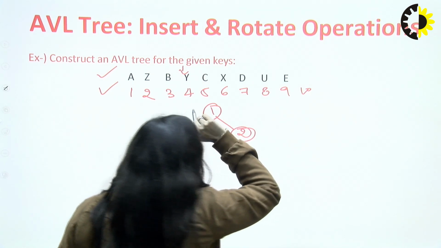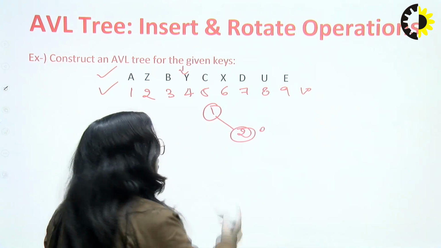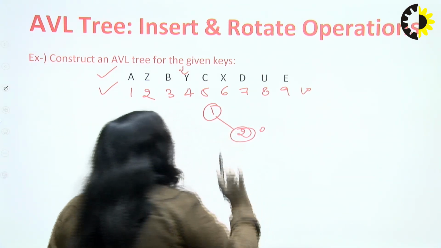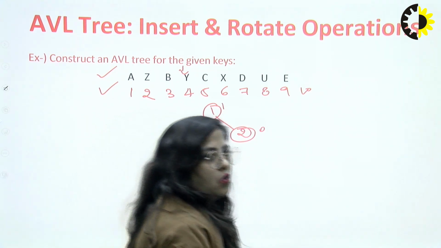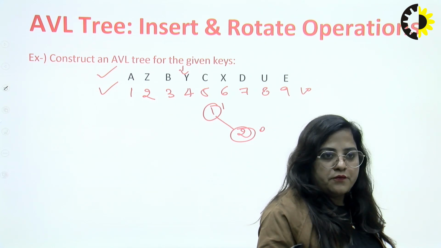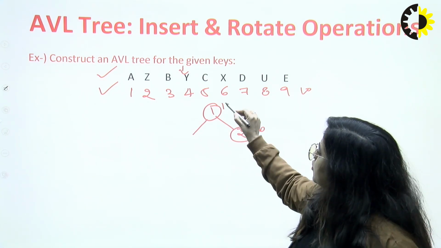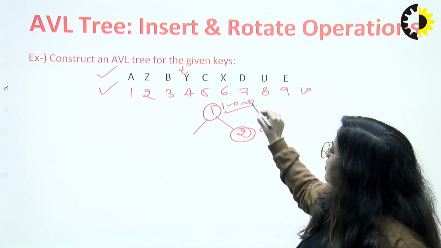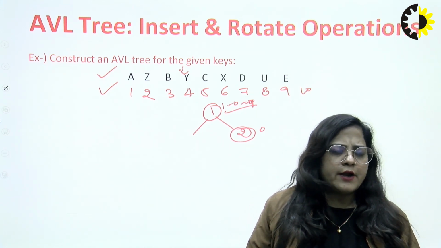Okay, now we will check here, this one is 0, because it is a leaf node. And here, for 1, the right side is this one and the left is 0, so 1 minus 0 equals 0. So no need, it will be 1. So there is balance, no need for any kind of rotation.